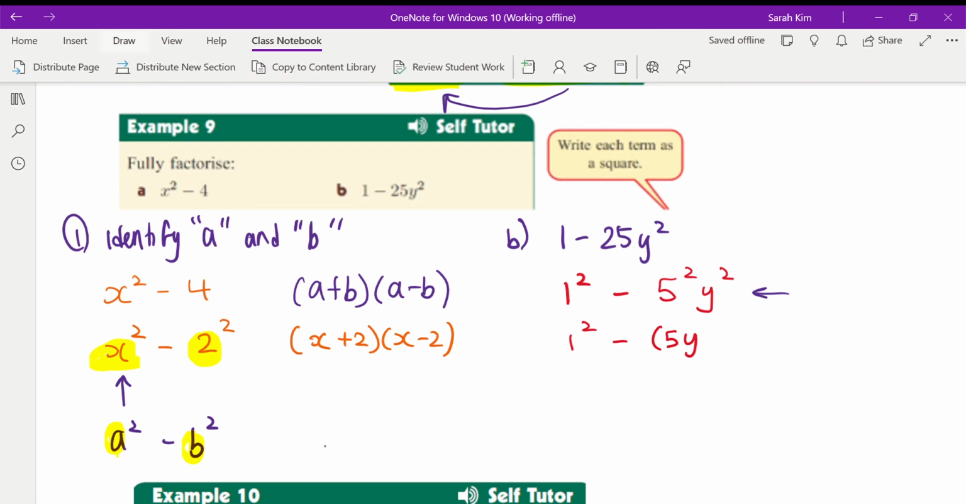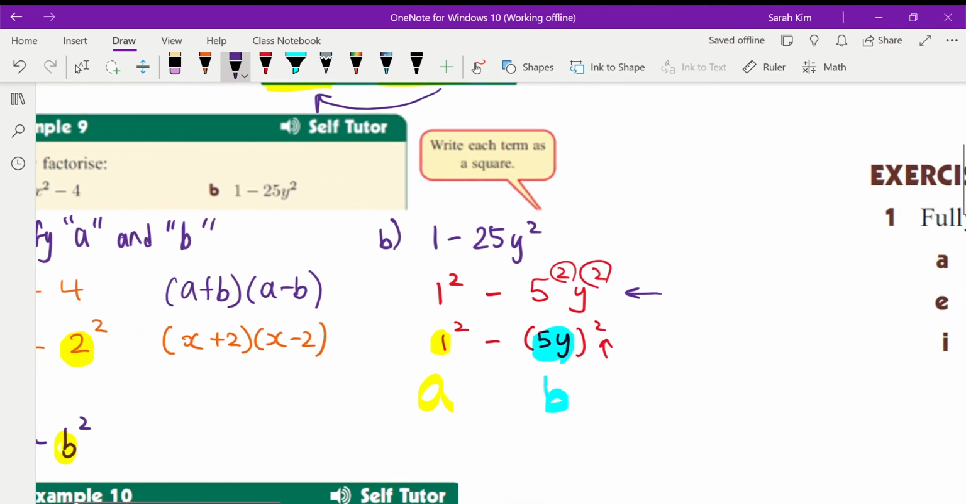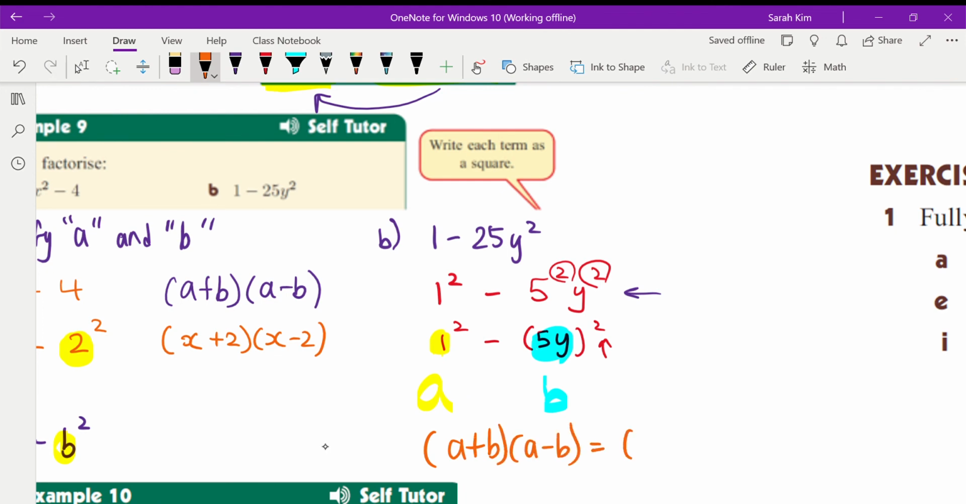Alright, so that's the same thing. If they both have a squared, you can write it outside and then put a bracket around. So as you can see, hopefully you can realize that that's your A. Let me use a different color to show you. And that is your B. So now that we know that it's A and B, all I need to do is write the two brackets, A plus B, A minus B, which is the same as 1 plus 5y, 1 take 5y. That's how you factorize it.